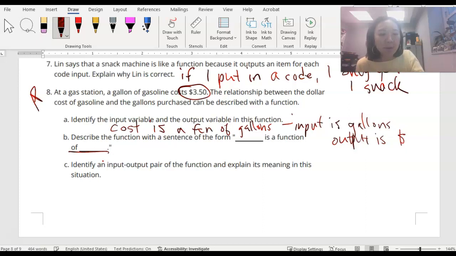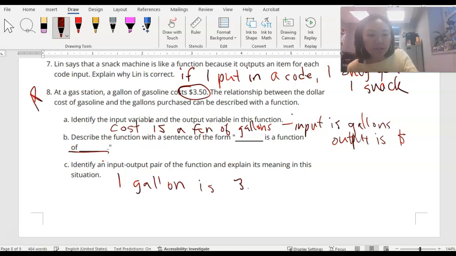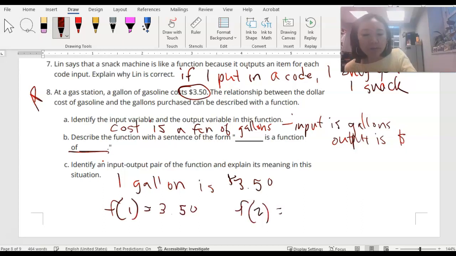Identify an input-output pair of the function, explain its meaning in the situation. So one input might be 1 gallon is $3.50. So you could say f of 1 equals $3.50. You could also say f of 2, if I buy 2 gallons, equals $7, right? Then you have both an input and an output.